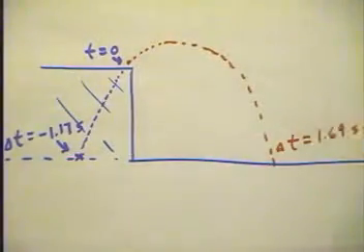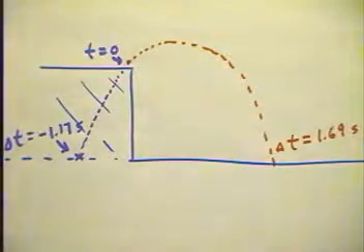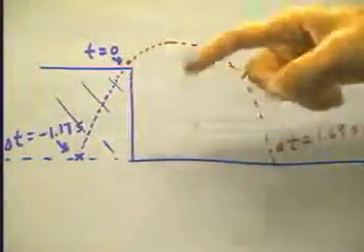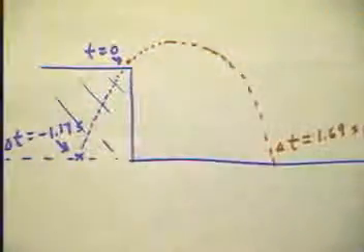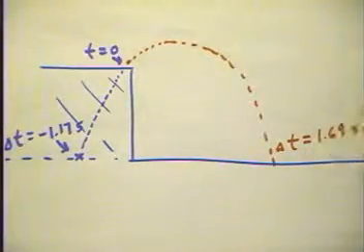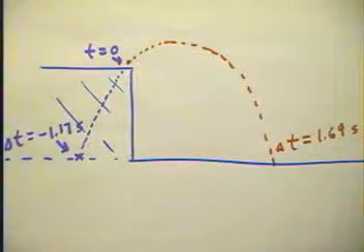What about the other time that we got? The negative 1.17 seconds. You see, now this doesn't make any sense. It's obviously not going to land here before it started, and that allows us to select the 1.69 second solution over the negative 1.17 second solution, but this solution must mean something.